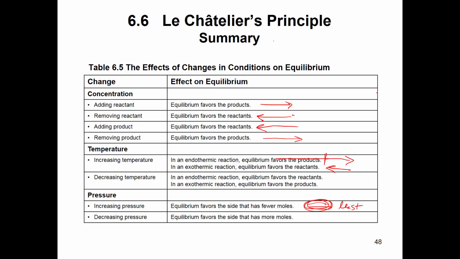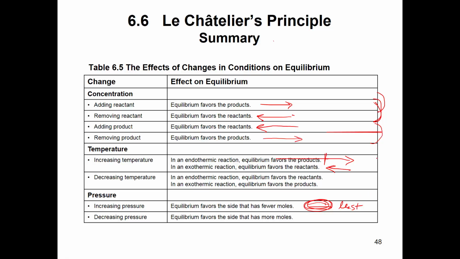If you add a reactant to the reaction, it's going to favor the products. So if you know that, then you know that removing it is going to be the opposite. If you add product, it's going to push it back to the reactants, and so you know if you remove product, it's going to do the opposite.